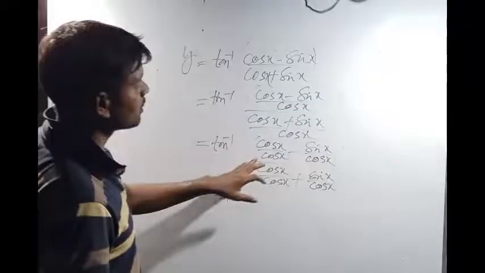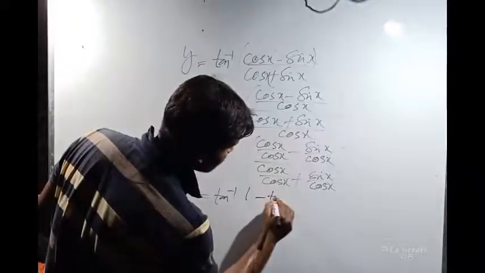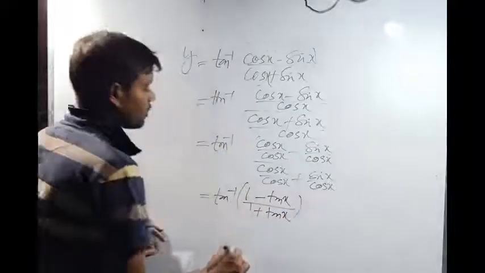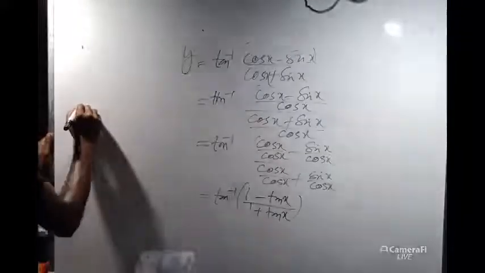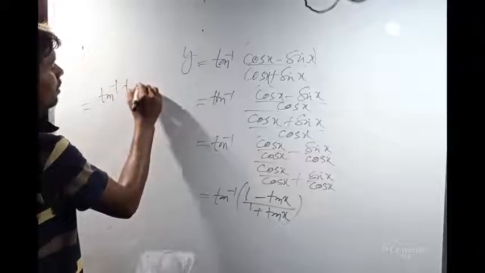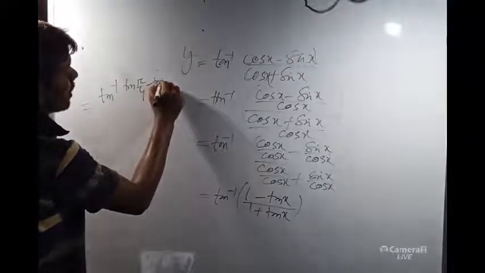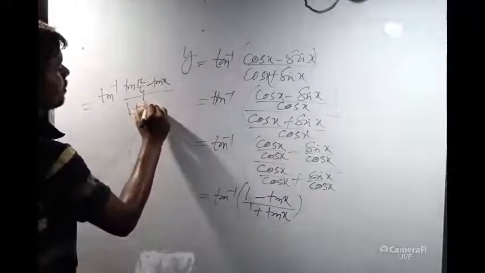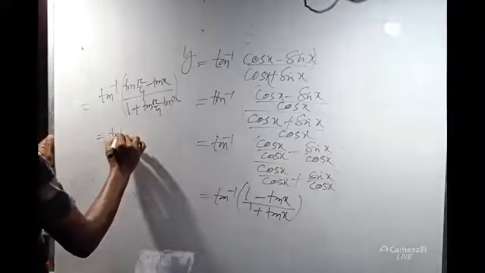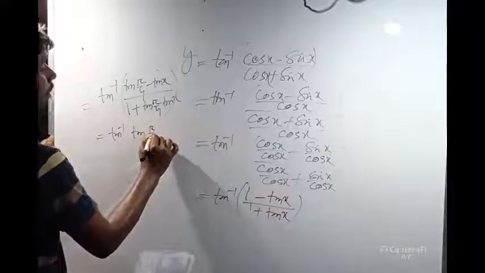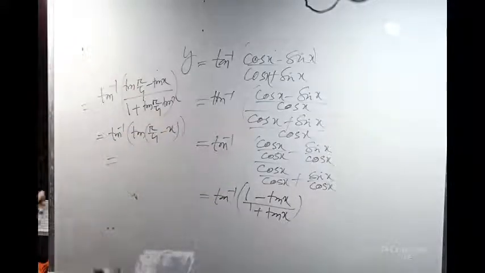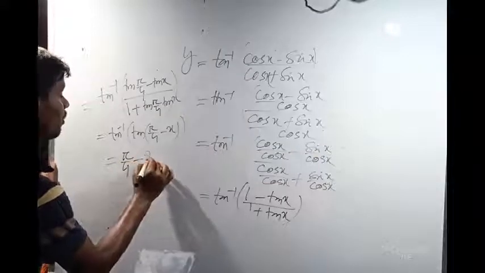Okay. Now tan inverse of (1 minus tan x) divided by (1 plus tan x). Similarly, this can be written as tan inverse of (tan pi by 4 minus tan x) divided by (1 plus tan pi by 4 tan x). Now this is tan inverse tan of (pi by 4 minus x). Tan inverse tan of something equals that something, so this is only pi by 4 minus x.